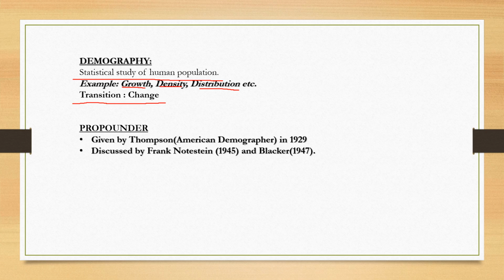Okay, so who has given the concept or theory of demographic transition? First, in the year 1929, one American demographer named Thomson introduced the theory. After that, in the year 1950, Notestein, and in the year 1947, Blacker, they discussed or elaborated the theory. But who initiated the theory? Thomson, an American demographer, in the year 1929.